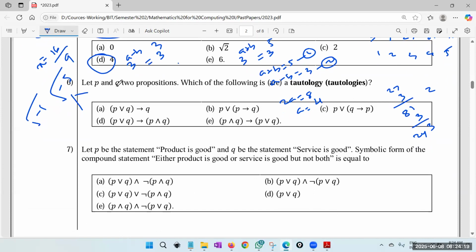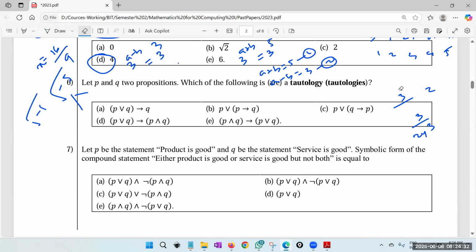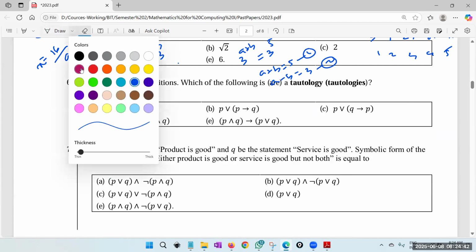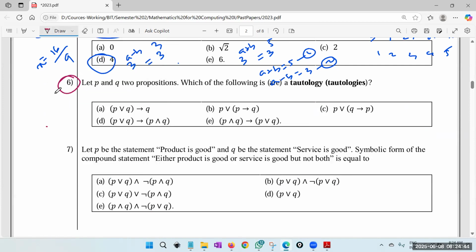Question 6. Let P and Q be two propositions. Which of the following is a tautology or tautologies? So this is time consuming, right? Exam එකේ අන්තිමට කරන්න. මොකද truth table එක අඳින්න වෙලා යනවා. This is doable, but time consuming. අපි මේක අන්තිමට කරමුද? මාක් කරලා යන්න. ඒක කරන්න ගත්තම නිදිමත හැදෙනවා. ඒ truth table අඳින්න එපා, අන්තිමට කරනවා.